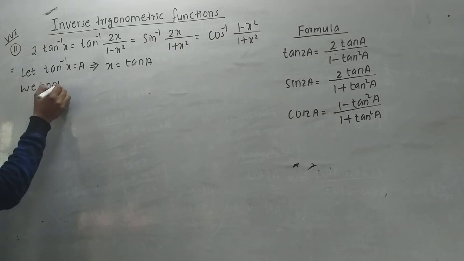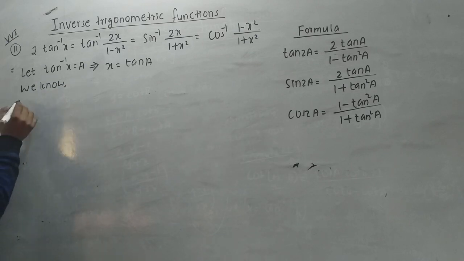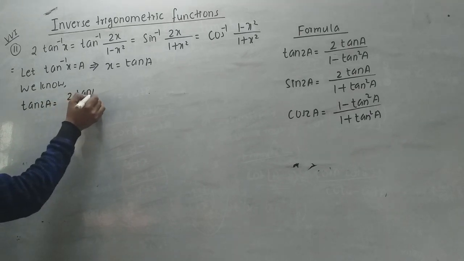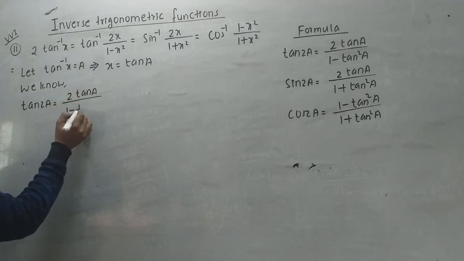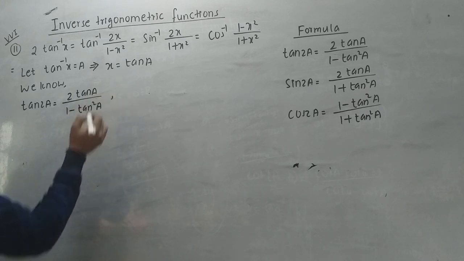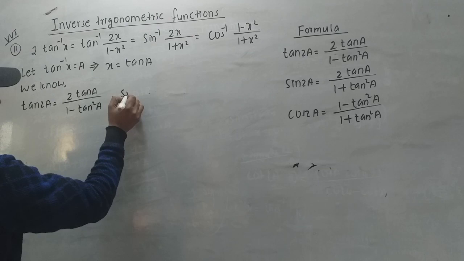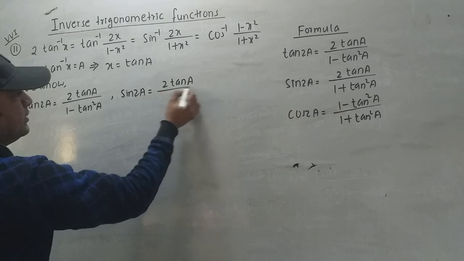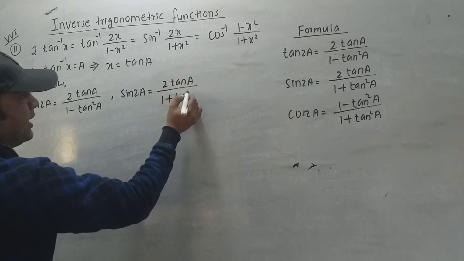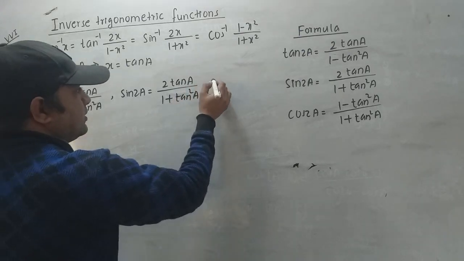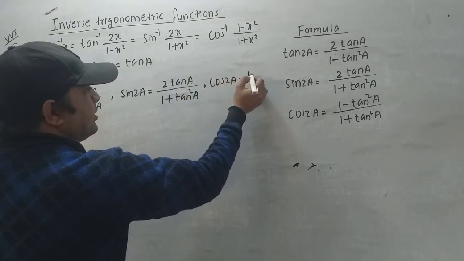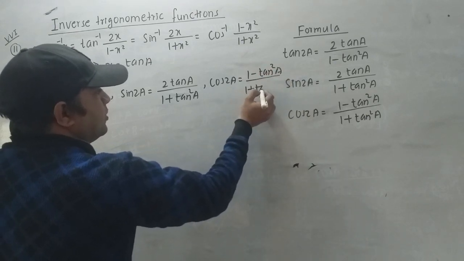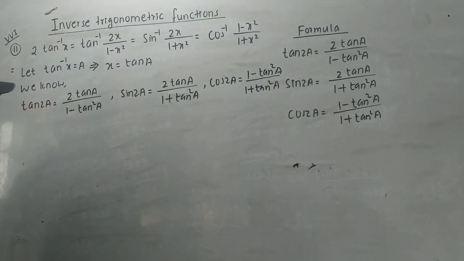So what is the formula for tan 2A first? Tan 2A is 2 tan A whole divided by 1 minus tan square A. In a similar pattern, sin 2A is 2 tan A whole divided by 1 plus tan square A. Now the last one, cos 2A, is 1 minus tan square A whole divided by 1 plus tan square A.